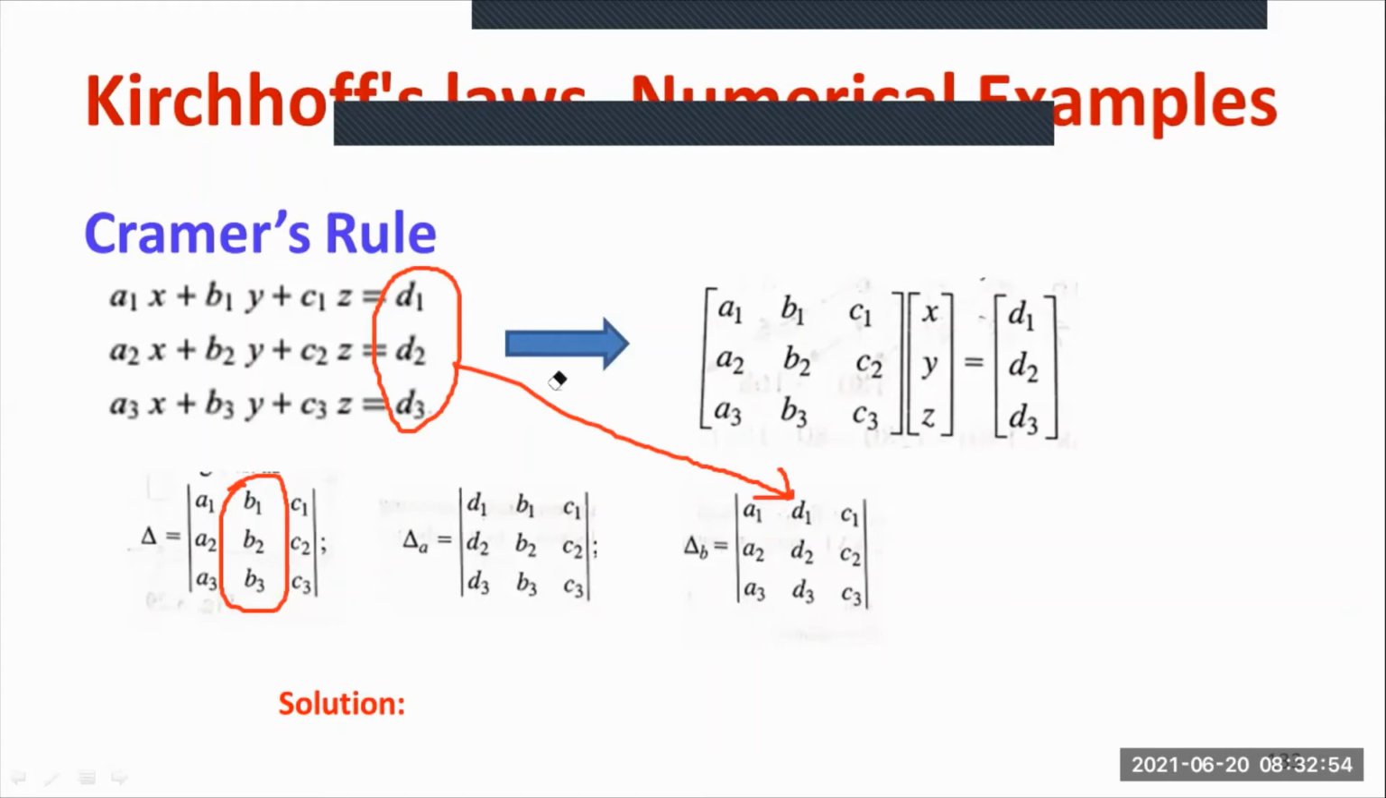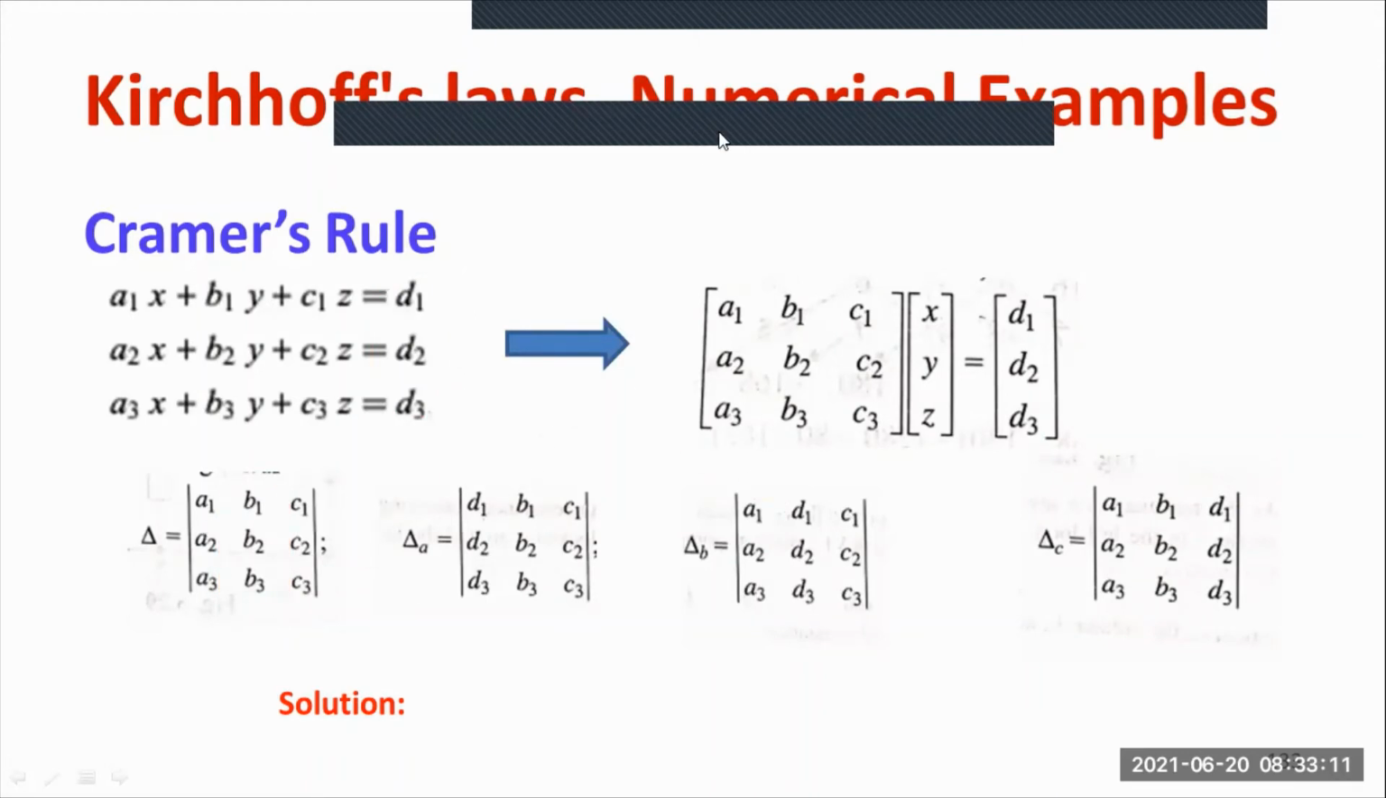Likewise, I can calculate delta C. How to calculate delta C? That means the third column will be replaced with D1, D2, D3. So D1, D2, D3 will be coming over here. Okay, so this portion will be over.